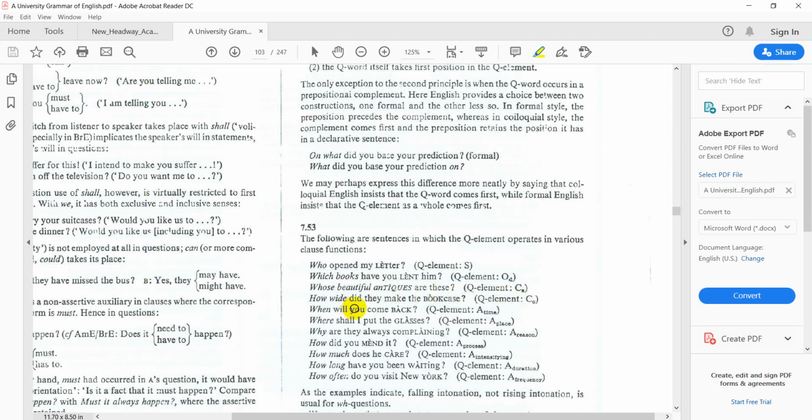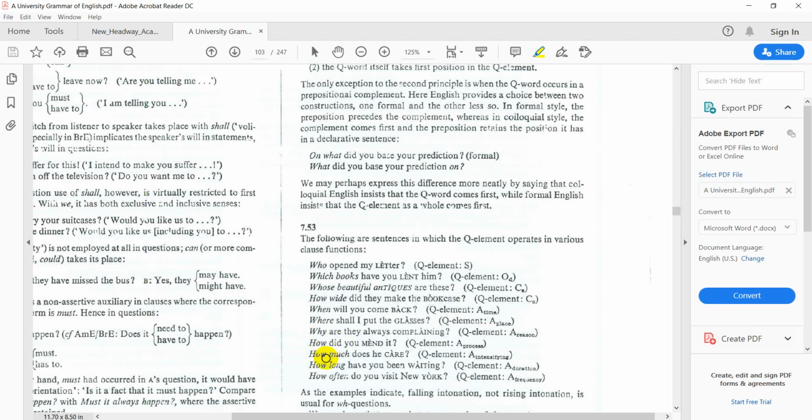How wide did they make the bookcase? This is about the object complement. When, this is for time. When will you come back? Q element, adverb of time. Where shall I put the glasses? Q element, adverb of place. Why? Adverb of reason. Why are they always complaining? So Q element, adverb of reason.